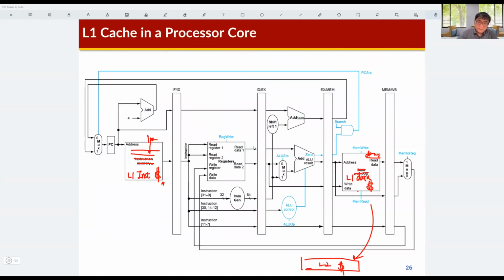I explained that this is the architecture of the 5-stage pipeline processor. In chapter 4, we learned that this is the instruction memory, and this is the data memory. But actually, this is the L1 instruction cache, and this is the L1 data cache. So you need to remember that.